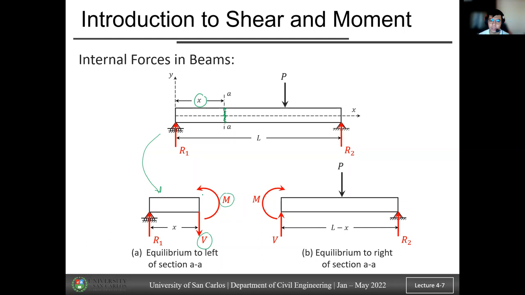So probably you know why this moment is counterclockwise: if you take moment about this point, the moment due to R1 would be going clockwise, right? So you need a counterclockwise moment to counteract that force. And the shear is going downwards because reaction one is going upwards. I hope that you can also analyze the equilibrium parts on the right side of the beam.